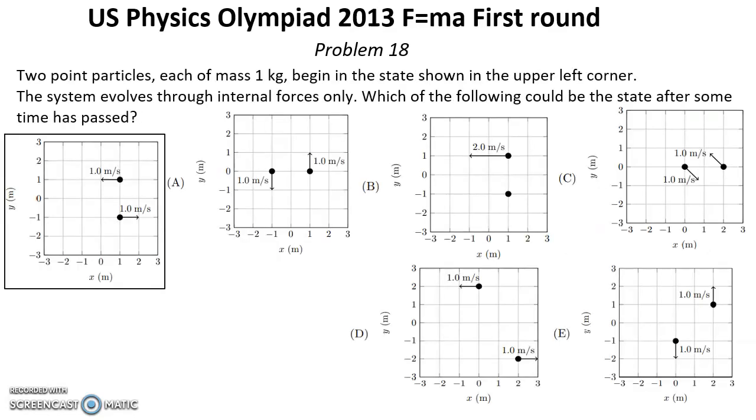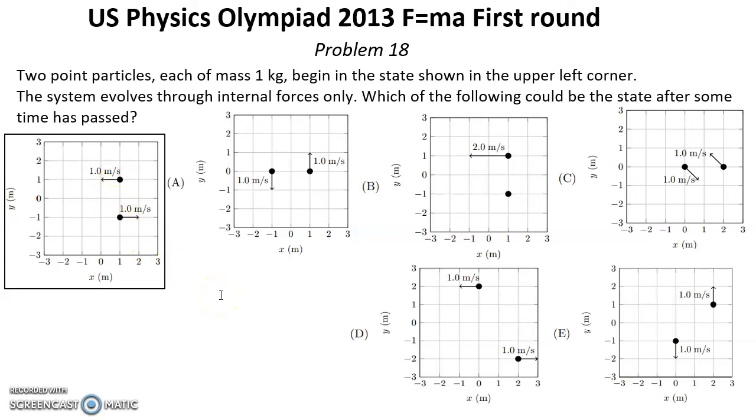Problem number 18. Two point particles, each of mass 1 kg, begin in the state shown in the upper left corner. The system evolves through internal forces only. Which of the following could be the state after some time has passed? Let's analyze these pictures. So here on the first picture we have total momentum 0, the center of mass is not moving, and we have rotational momentum equal to 2.